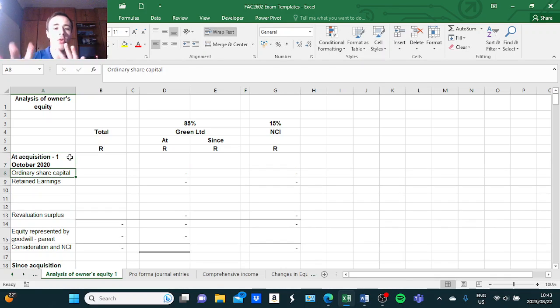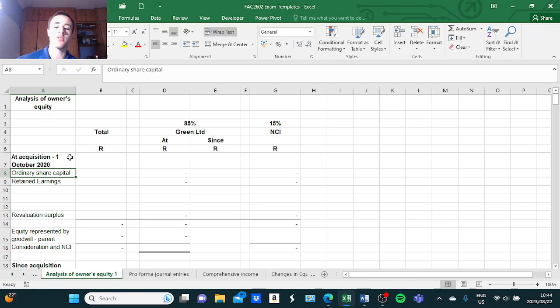Alright, so before you even start drafting the analysis of owner's equity, you first need to take note of the questions that are asked. As I've said in the beginning of this lesson, you can draft every possible financial statement as well as the pro forma consolidation journal entries based on the information that you have at your disposal. However, it is very time consuming, so instead I recommend that you do your calculations per question.